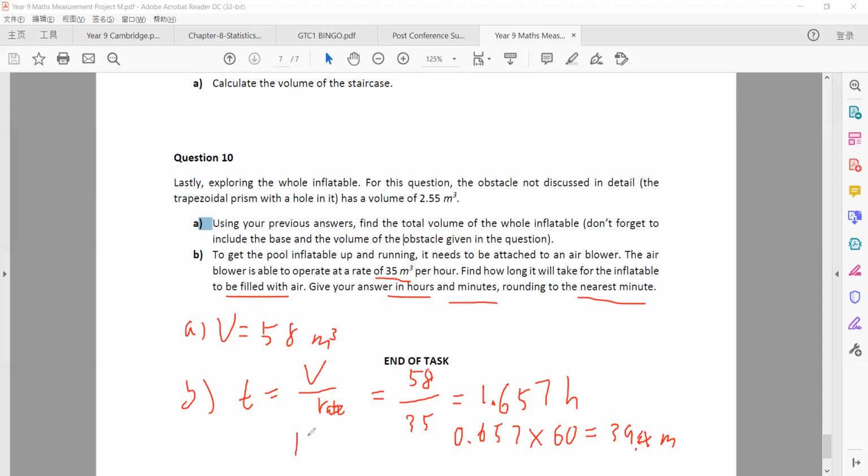And before that, we have 1 hour. It's 39.4, and because it's the nearest minute, the first decimal is 4, which is less than 5, so we round it down. So it's roughly 39 minutes. So your final answer would be 1 hour and 39 minutes.